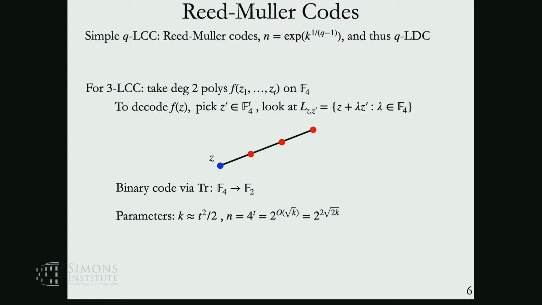And so this is a very simple code. If you hadn't seen locally correctable codes before, but you knew some coding theory, this might even be the first thing you would come up with. It's kind of the first natural object to try. But what I want to ask now is, can we do better?